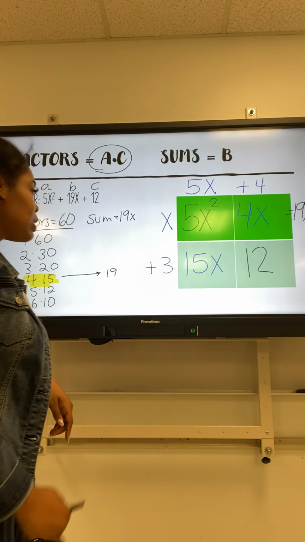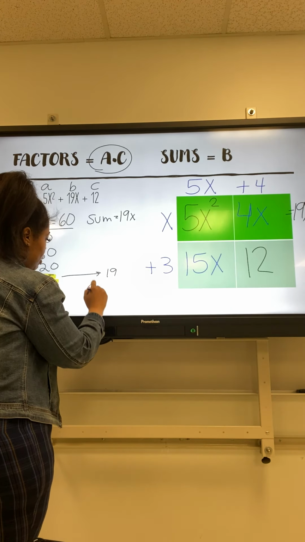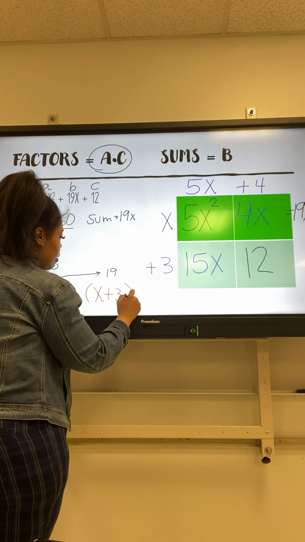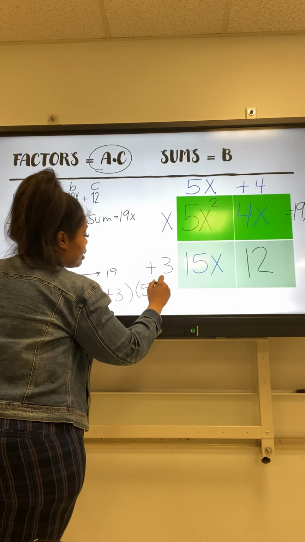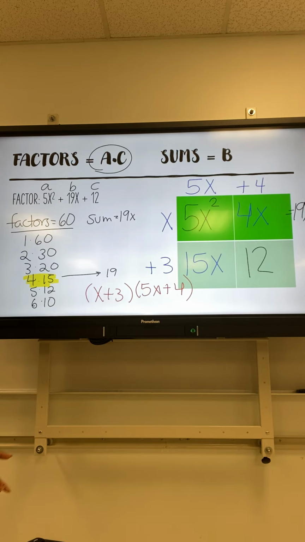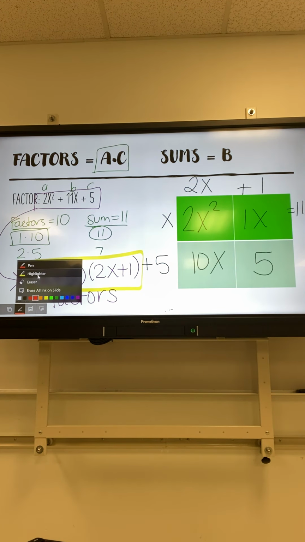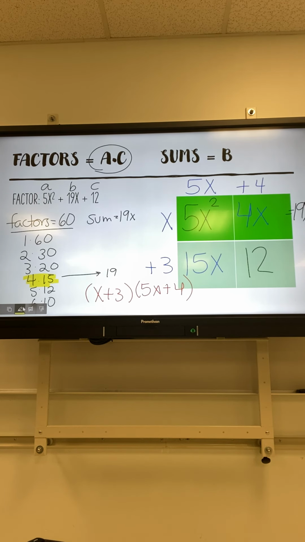So now that my square is complete, I can write my factors. And so it looks like this time our factors are going to be x plus 3 and 5x plus 4. And again, it doesn't matter what order you write your factors. I could have put 5x plus 4 first. Doesn't matter as long as you have them both written with the correct signs. Okay, and so again, this is the answer we would be looking for down here.